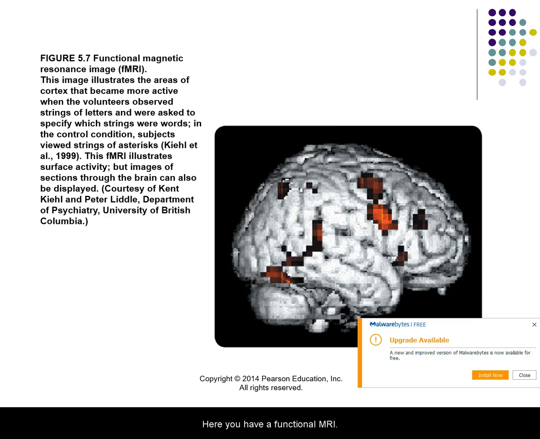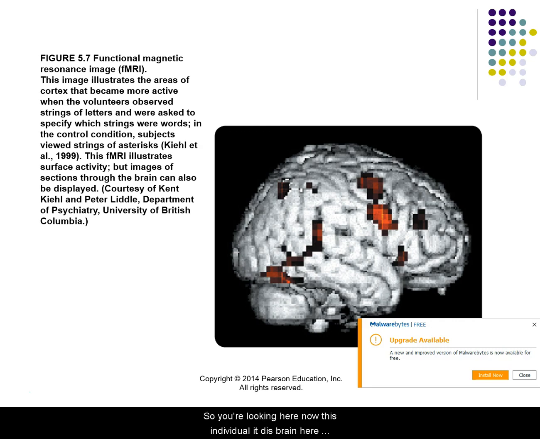So here you have a functional MRI. The image illustrates the areas of cortex that become more active when the volunteers observed strings of letters and were asked to specify which strings were words. In the control conditions, subjects viewed strings of asterisks. This functional MRI illustrates surface activity, but images of sections through the brain can also be displayed.